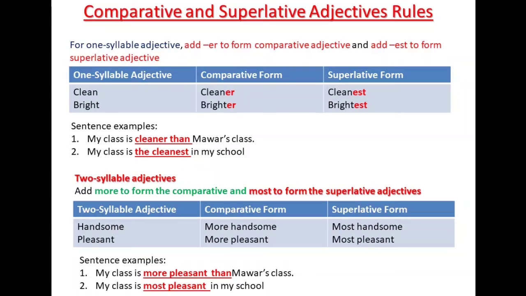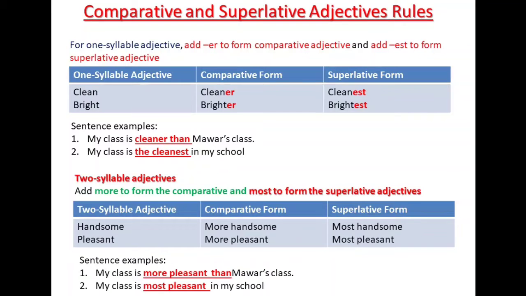For one syllable adjectives, we add -er to form the comparative, and we add -est to form the superlative adjective. For example, clean, the comparative becomes cleaner, and the superlative becomes cleanest. And then bright, the comparative becomes brighter, and the superlative becomes brightest.